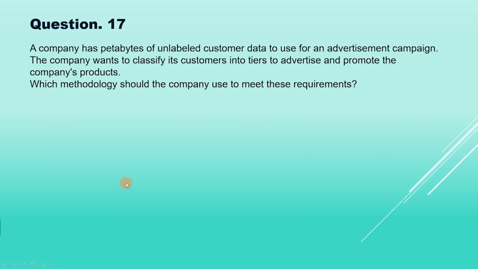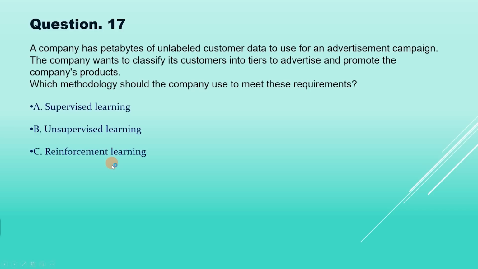Now question number 17. A company has petabytes of unlabeled customer data to use for an advertisement campaign. The company wants to classify its customers into tiers to advertise and promote the company's product. Which methodology should the company use to meet these requirements? And the options are supervised learning, unsupervised learning, reinforcement learning from human feedback.